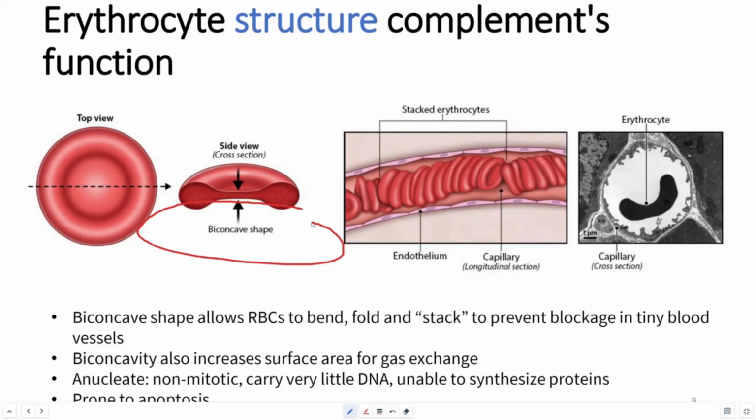Each globin chain contains a structure called a heme, which you'll see in a second. That heme is what allows it to bind to the oxygen. These cells contain very little DNA, and they're unable to synthesize protein.